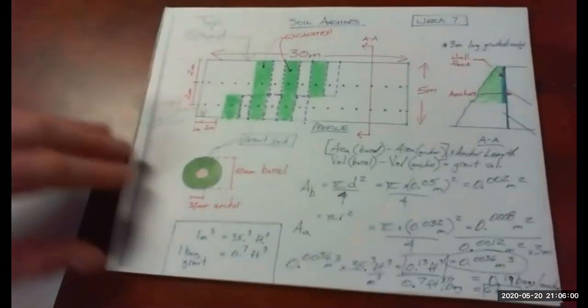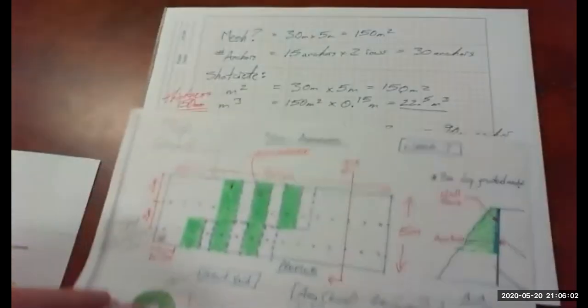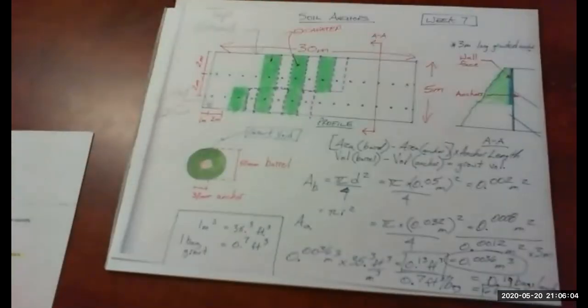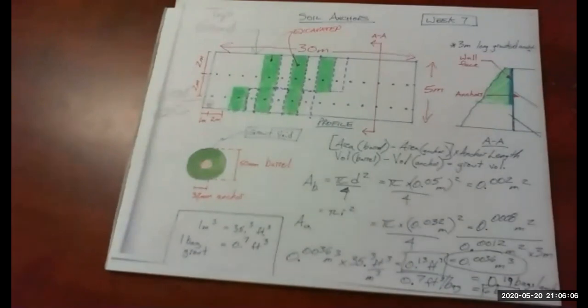Okay, so those are the types of calculations that you will need to do on your next assignment. So I'll scan both of these pages and upload them. I will also upload the soil anchor assignment or exercise to Learning Hub. So does anybody have any questions on those calculations?